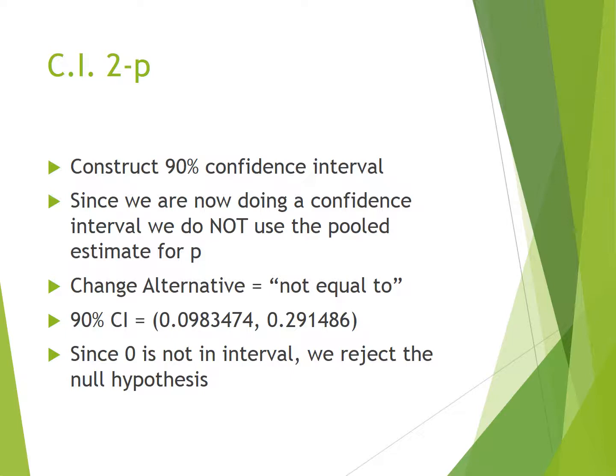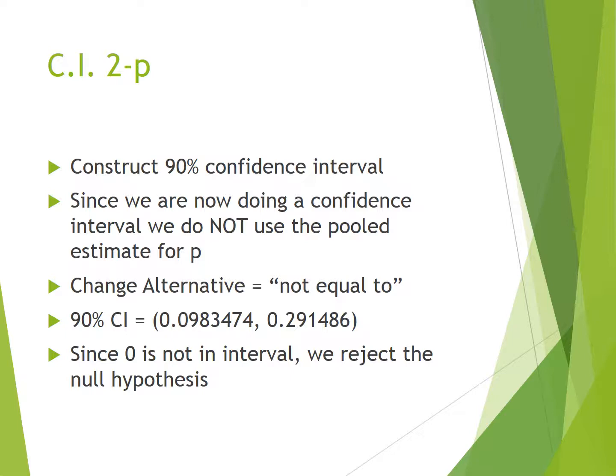Since we're now doing a confidence interval, we do not use the pooled estimate for p. We're going to change the alternative to not equal to. I've made that adjustment even though our original test was a greater than, and I made that adjustment when I changed the confidence interval to 90% instead of 95%, which would have been a 1 minus alpha.